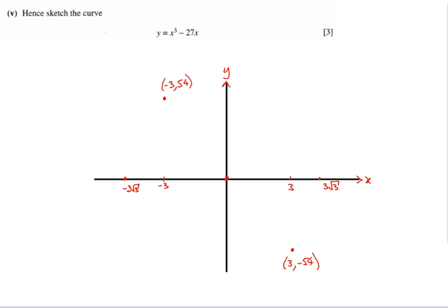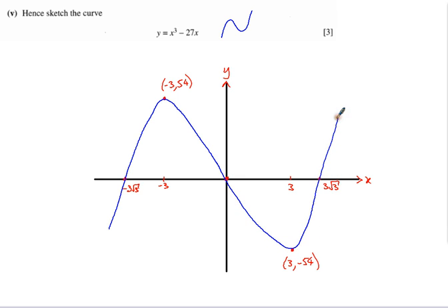And it's now a matter of joining all those points together. Notice this is a cubic, it's a positive cubic, so I'd expect it to go something like that. And if you look at the points that we've plotted, then it will fit into that kind of shape. So let's just put it in. There's our maximum point. It's coming through 0, down to our minimum point, and up again. Last thing, let's put the equation of the curve. y equals x cubed minus 27x. And there's our curve sketched.